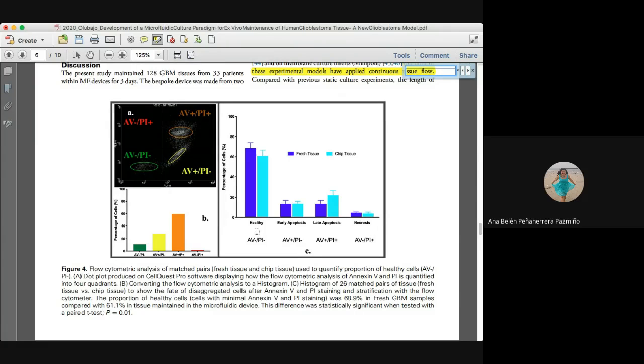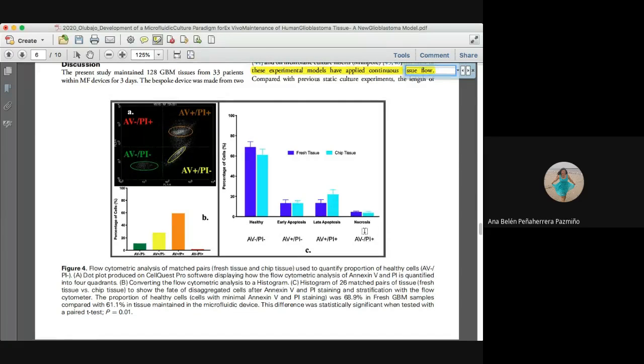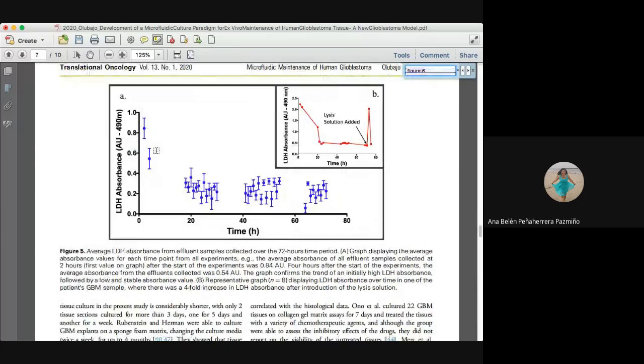So the healthy cells are the ones that are negative for annexin and PI. The early apoptosis cells are the ones that are positive for annexin and negative for PI, then the late apoptosis, and finally necrosis.